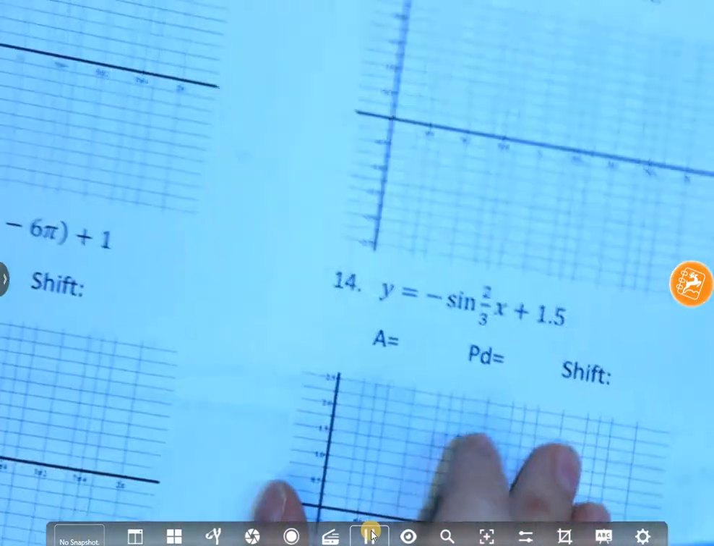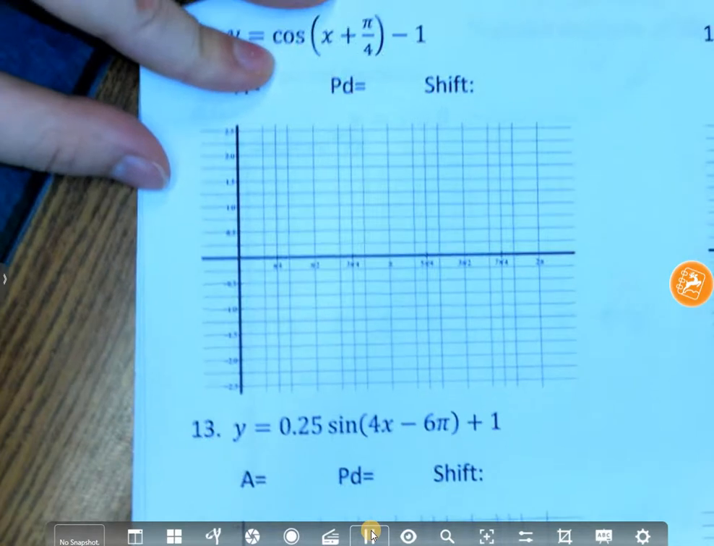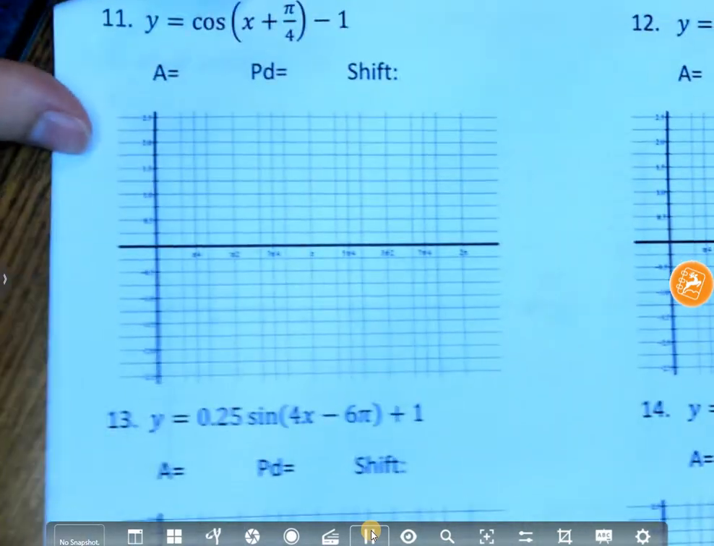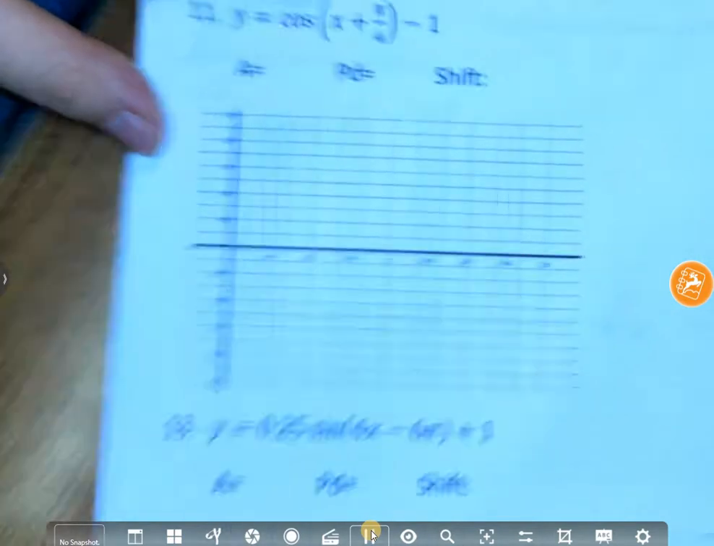I want you guys to do number 11 on your own. No funky numbers on this one. No factoring on that one. So it shouldn't be the end of the world.